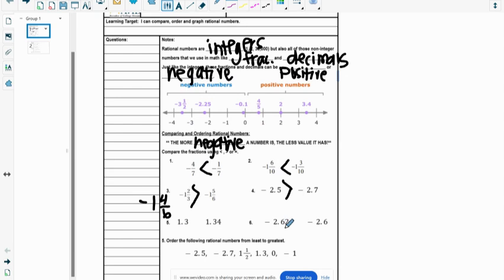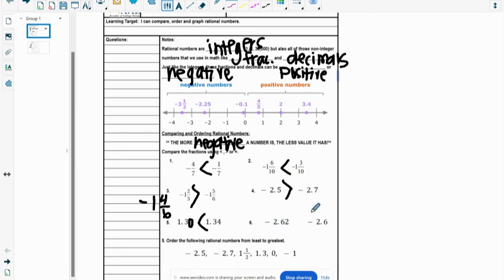1.3 and 1.34. When we have a number that has two numbers after the decimal and one that only has one, we have to fill in that next space, which is always just going to be a 0. So now we're comparing 1.30 and 1.34. Notice how they are both positive. So we're just comparing their normal values. Therefore, 1.34 would be larger. If you had $1.34, you'd have more money than if you had $1.30.